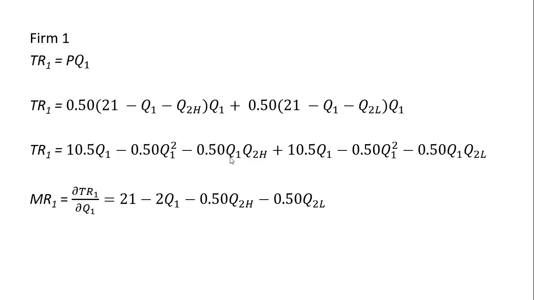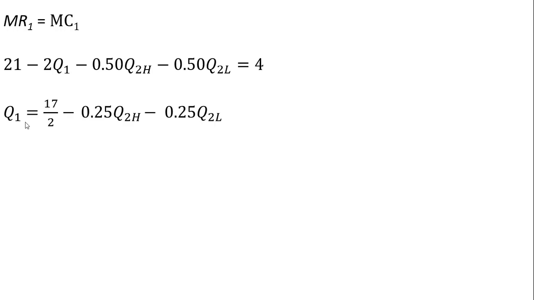So next step, we can take a derivative of this total revenue expression with respect to Firm 1's output, and we'll get this result here. Setting that marginal revenue equal to Firm 1's marginal cost. Firm 1's marginal cost is only 4. We get an expression for Q subscript 1.